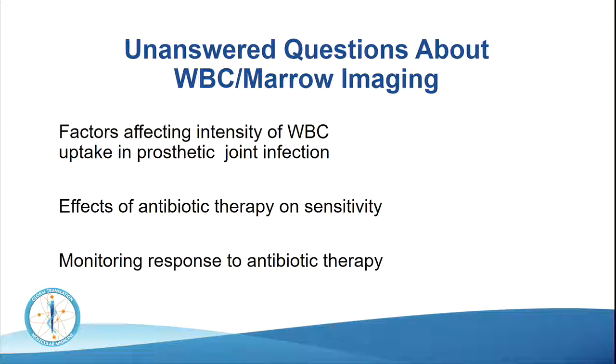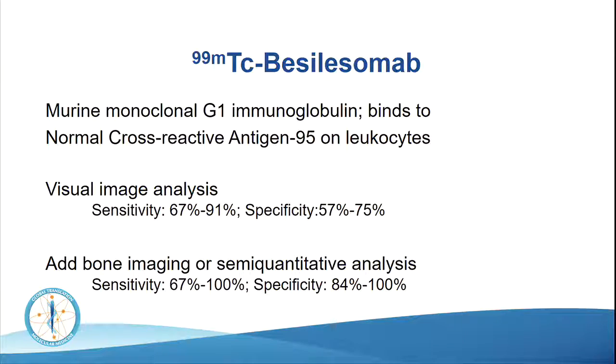There continue to remain unanswered questions about combined white cell marrow imaging. For example, factors affecting the intensity of white cell uptake in prosthetic joint infection. We have no idea why in some cases it's very intense and in other cases it's very faint. It doesn't seem to be related to the organisms, but we really don't know. What about the effects of antibiotic therapy on sensitivity? No good data exist on that. And finally, neither we nor anyone else has used white cell marrow imaging for monitoring response, or even attempted to use it for monitoring response to antibiotic therapy.